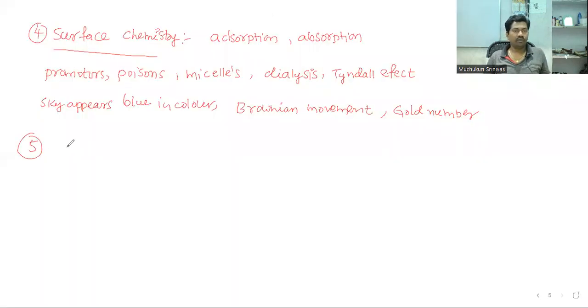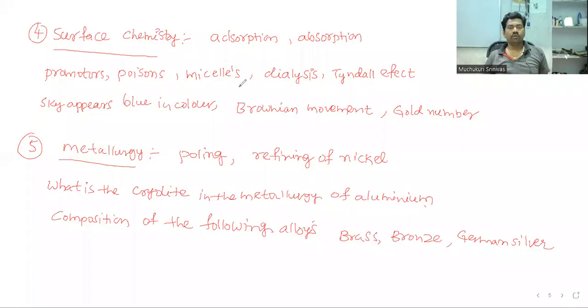Fifth chapter, metallurgy. Poling. Define poling. Then refining of nickel. Describe the method of refining of nickel. So here Brownian movement, gold number, and next one here poling, refining of nickel.